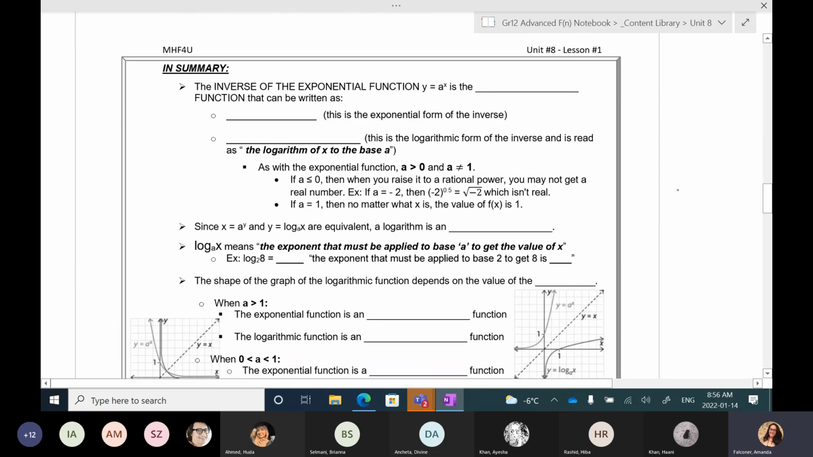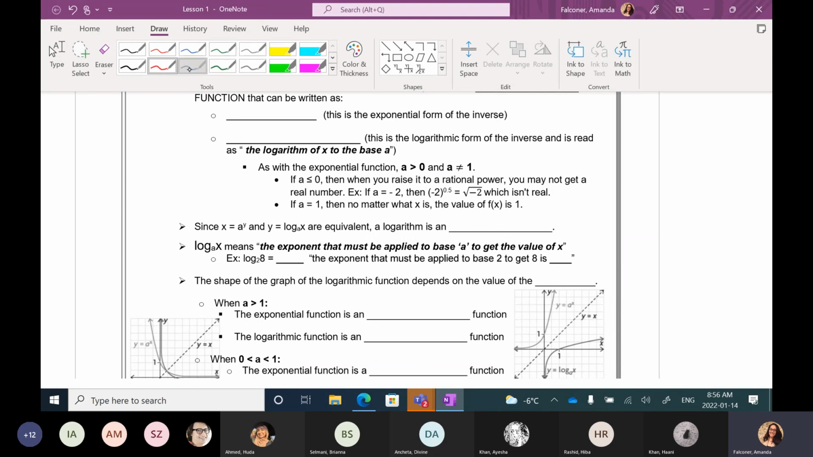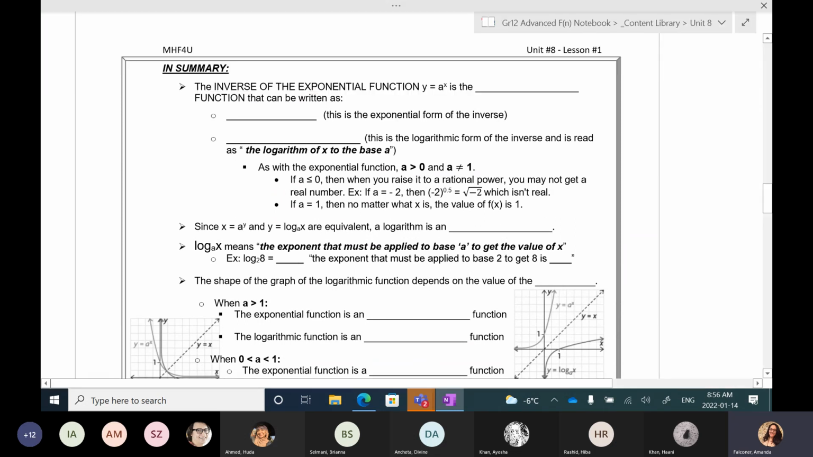So here's our summary box. So we'll fill that in blue in summary. The inverse of the exponential function y is equal to a to the x is the logarithmic function that can be written as x is equal to a to the y. So this is about the inverse here. So this is with the x and y already switched.